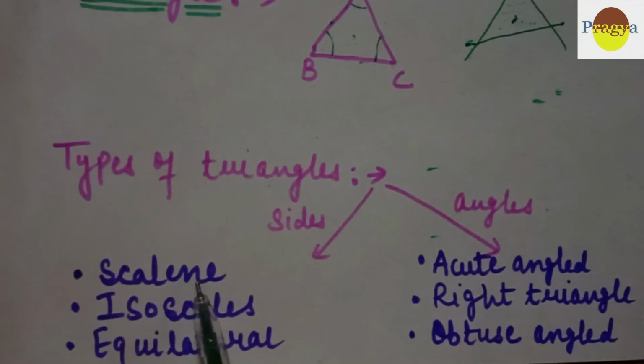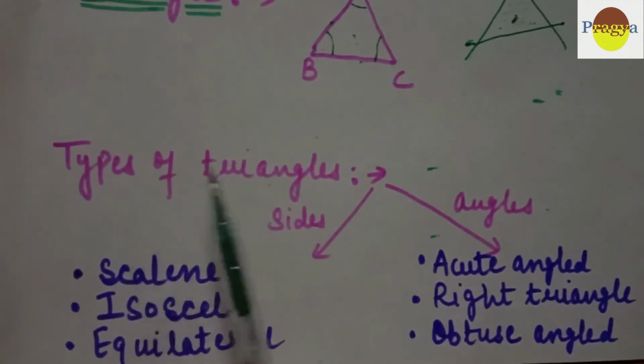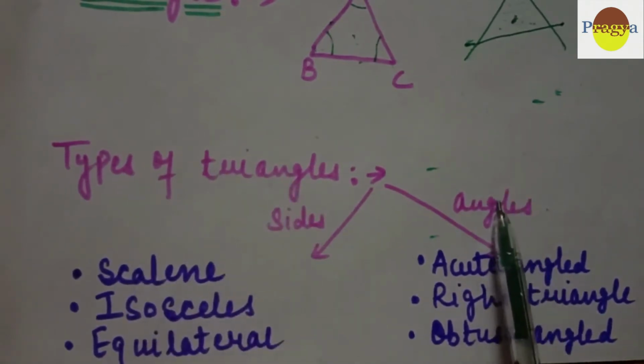First, a scalene in which all 3 sides are different. Isosceles in which 2 sides are equal to each other, and equilateral in which 3 sides are equal to each other. After this, we will go with types of triangle on the basis of angles. On the basis of angle.